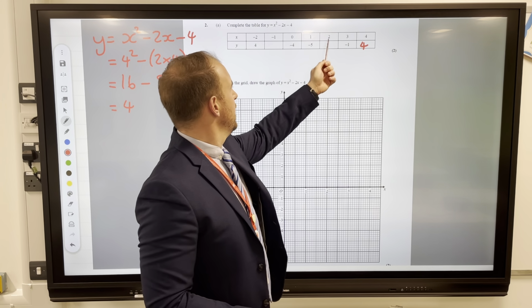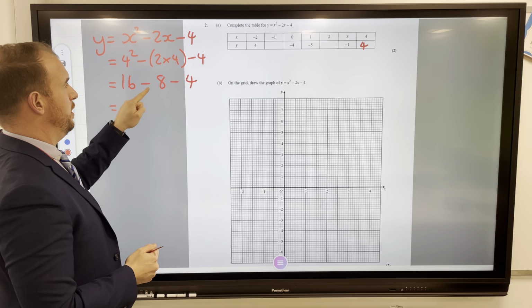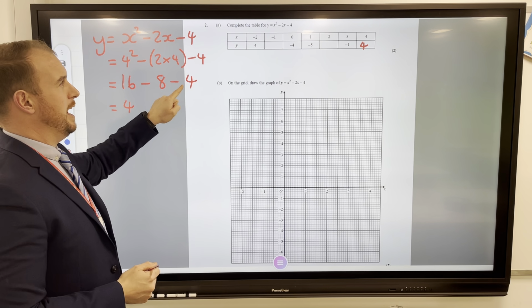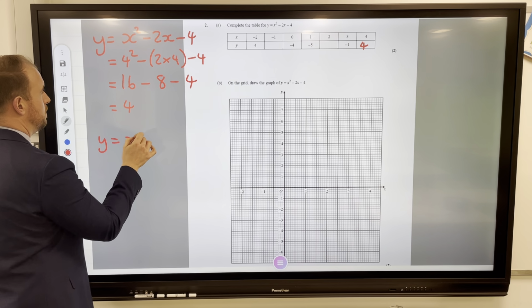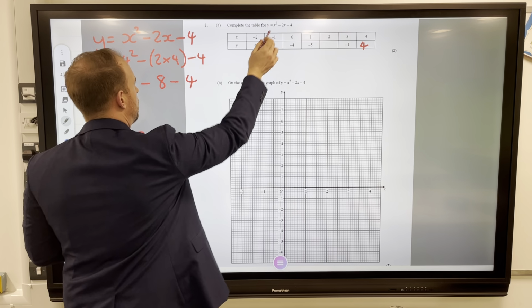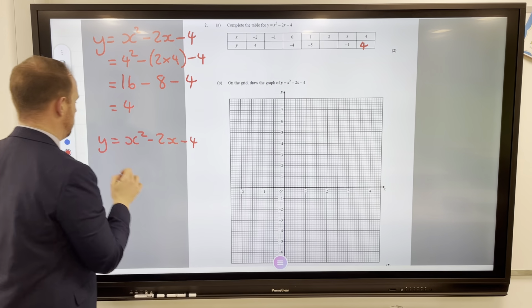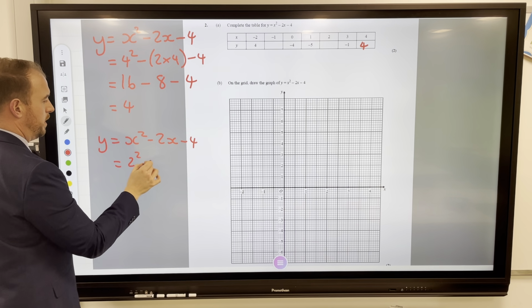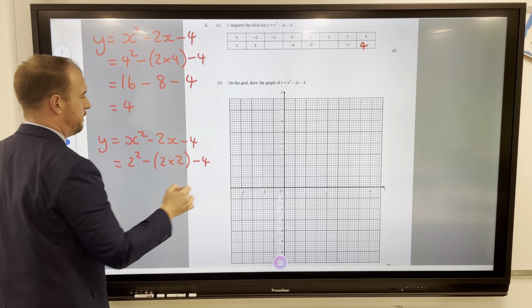Well, for this part here then, x is 2. So it's exactly the same as this, but I'm going to put a 2 instead of the x. So I'm substituting that different value. So my equation was x squared minus 2x minus 4, same as what I've got there. This time, x is 2. So that means 2 squared, take away 2 times 2, take away 4.